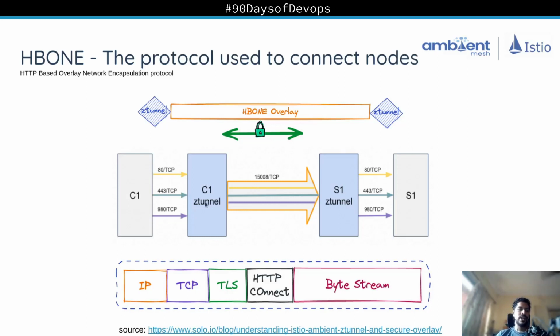There you have the ztunnel that runs on each node. It connects to the ztunnel on the other node and reaches out to the services. And this tunneling protocol is called HBONE. This is how it looks in a TCP packet.